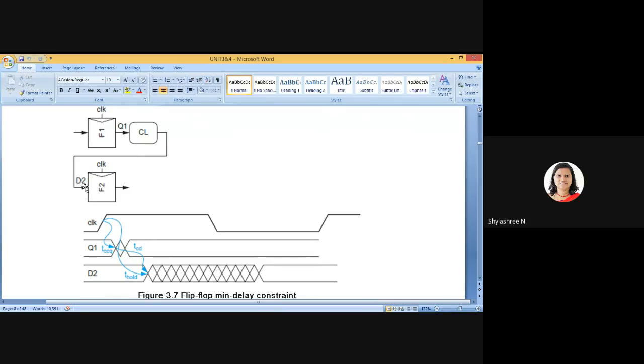So what is the equation we can write, like how we have written for the maximum delay constraints? What is the equation we can write?